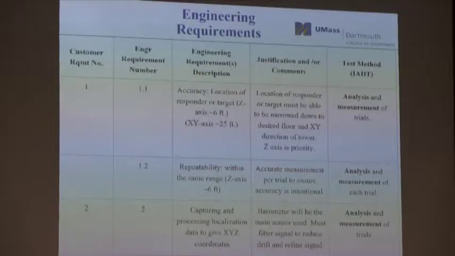Now we proceed to the engineering requirements. For the accuracy, the location of the target and responder needs to be narrowed down to 6 feet within the Z-axis and 25 feet within the X and Y axis. This is because it's more important for us to know the floor level that the targets are located on rather than where the targets are located inside of the building.